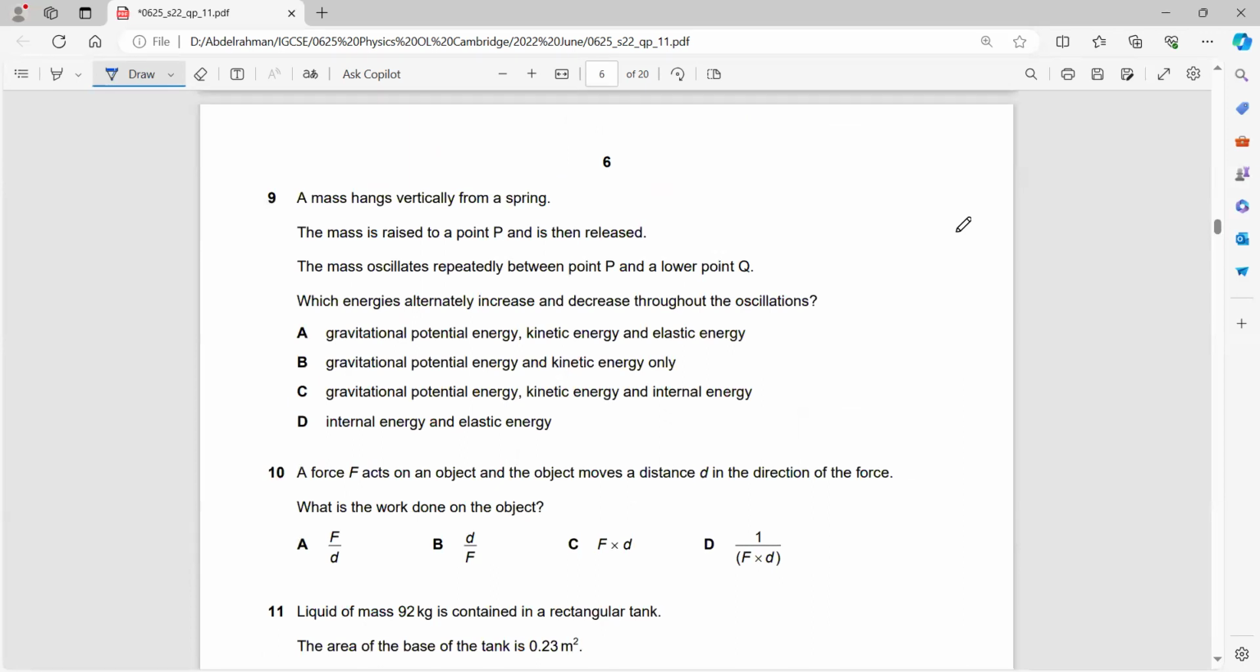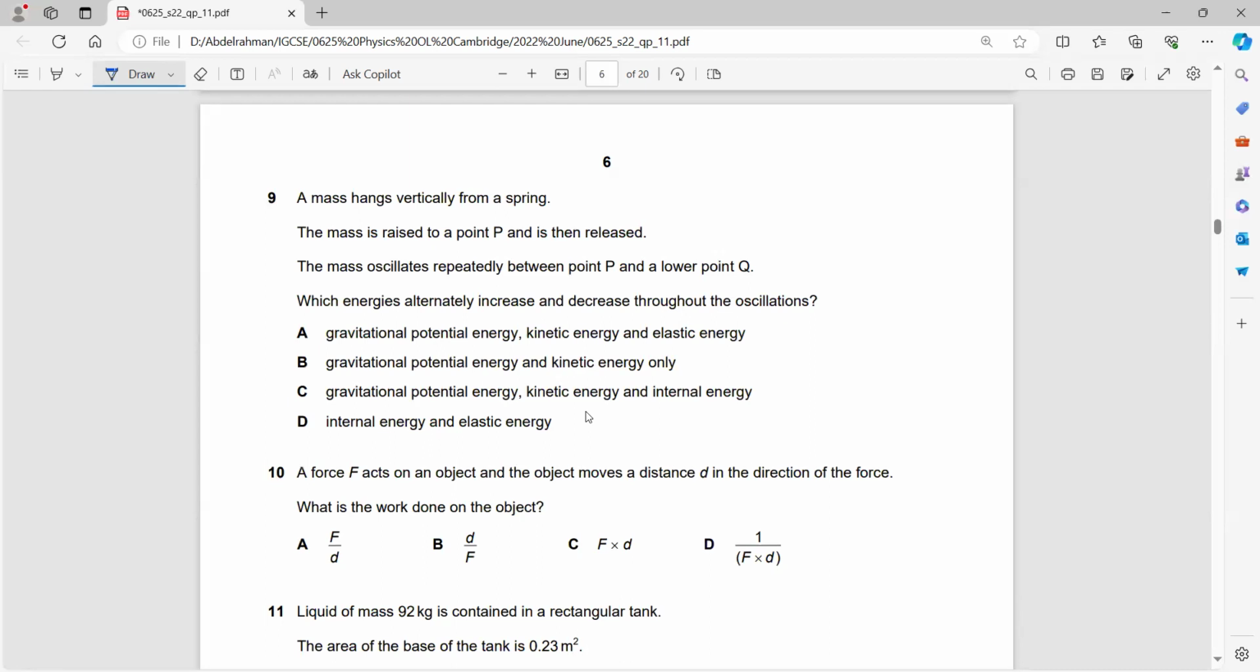A mass hangs vertically from a spring. The spring is raised to a point P and then is released. The mass oscillates repeatedly between points P and Q, and keeps on oscillating. Which energies alternately increase and decrease throughout these oscillations? A.